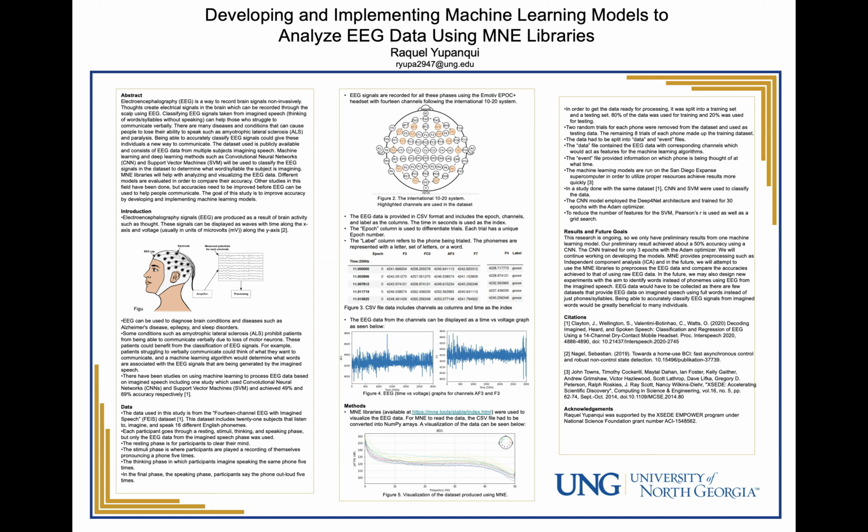The data set we used in our research includes 21 subjects, listening to, imagining, and speaking 16 different English phonemes. The location of the channels follows the International 10-20 system, as seen in Figure 2. The highlighted locations indicate the channels that are included in our data. Our EEG data is presented in CSV format with time as the index and the epoch, channels, and phone labels as the columns.